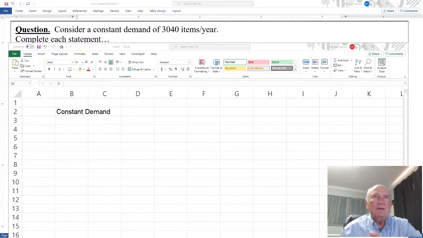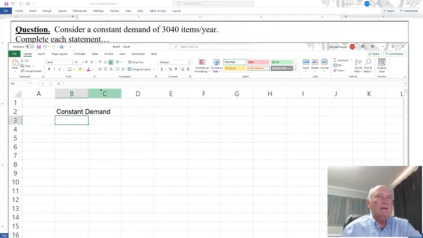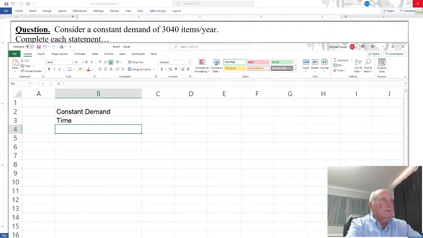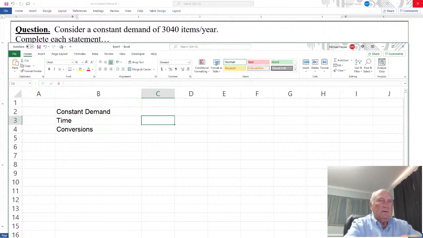Okay, constant demand. The first thing we want to do is look at the demand. What we have here is constant demand of 3,040 a year. Right here, let's make this a little larger. This is going to be the time, and this is going to be conversion. The time is going to be per year.